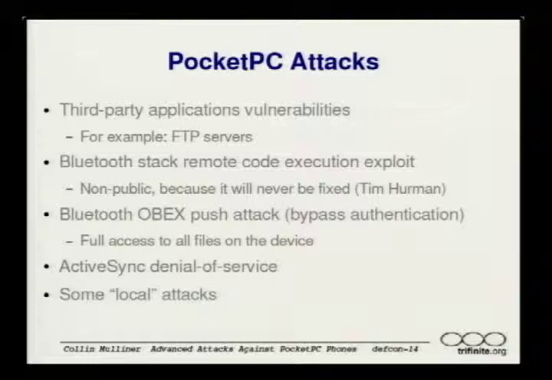So PocketPC was exploited about three years ago. There was a first talk at DEFCON, I think 11, or 12, I don't know. So the basic things are, okay, we can attack some third-party applications, preferably FTP servers, or we can do some attacks against the Bluetooth stack. There's actually a nice, not really public exploit, because Microsoft said, oh, we're not going to fix it, the next version is getting out. So Tim Herman of our group wrote this really nice exploit. Then we have some other Bluetooth OBEX-based attacks. It's cool, but not that great. And then we have some denial of service, ActiveSync, or some local attacks, which are kind of stupid against PDAs. But they're there.